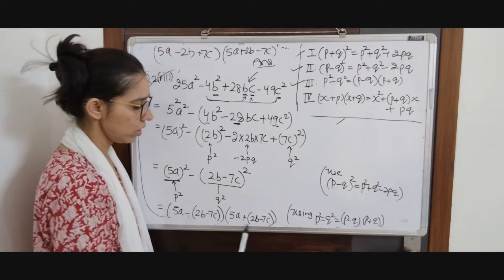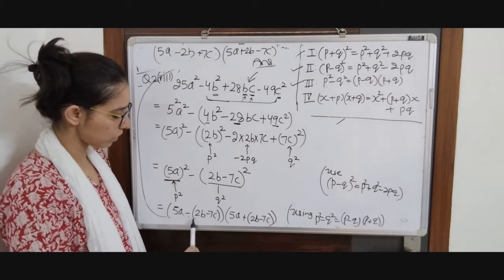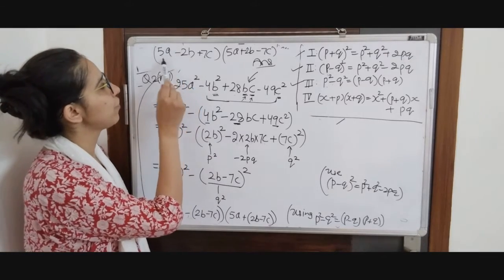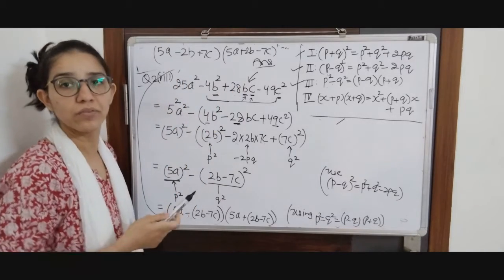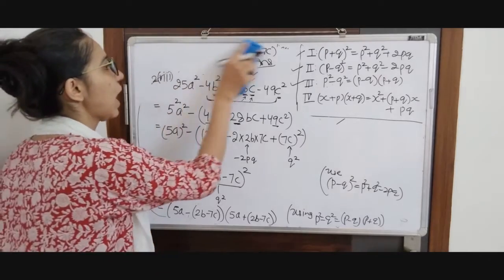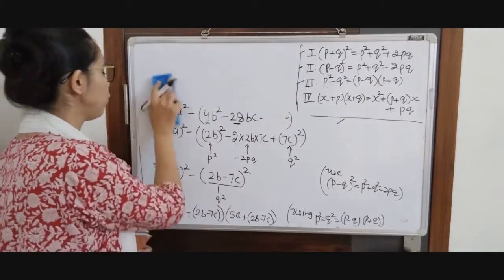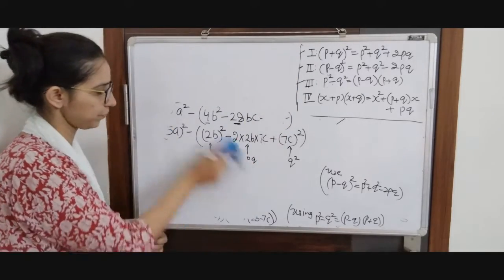So this is going to be your factorization. But we have to open the bracket yet. So we will open the bracket and we will get our desired answer. So this is how we are applying three identities. Now I will move to the fourth one.